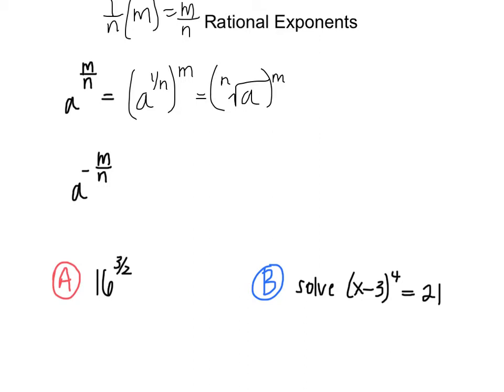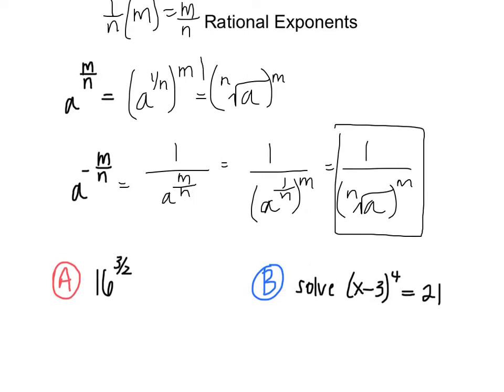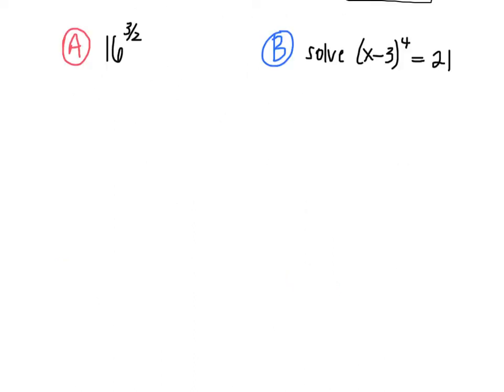Next, we have a raised to the negative m over n. This is the same thing as 1 over a to the m over n, if you remember our properties of negative exponents. Therefore, we can have 1 over a to the 1 over n raised to the m, similar to our previous problem, and then this is our final answer, along with this. So let's do some practice problems.